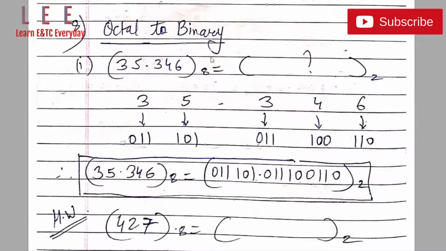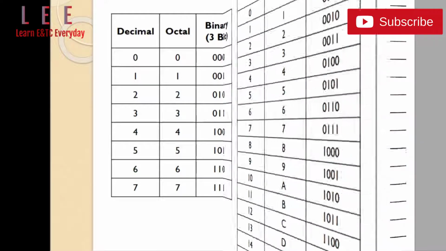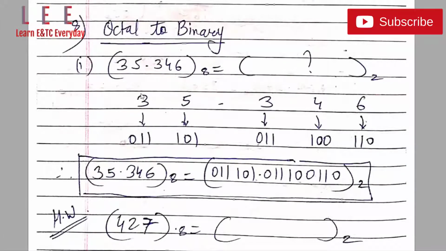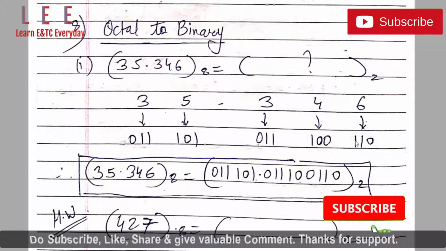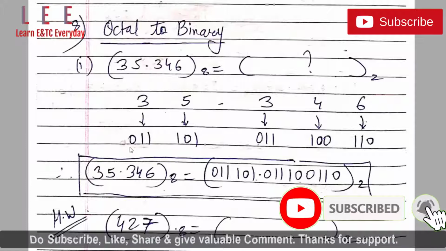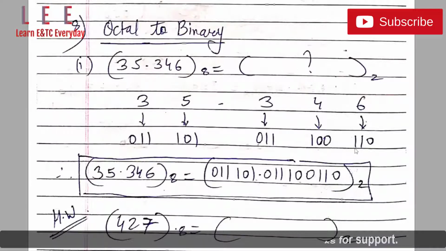Conversion of octal to binary, again we have to use a table. You have to write each octal value as 3-bit binary. So how is 3 represented? It is represented as 011. 5 is represented as 101. 3 is represented as 011. 4 is represented as 100. 6 is represented as 110. Now you have to combine them. What is my answer? 011 101 dot 011 100 110. So this is my answer.